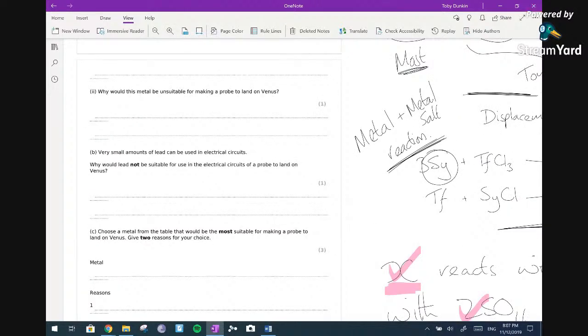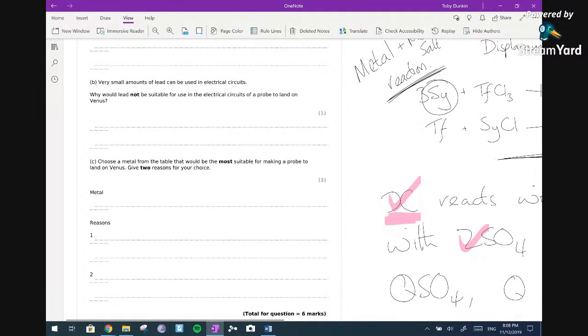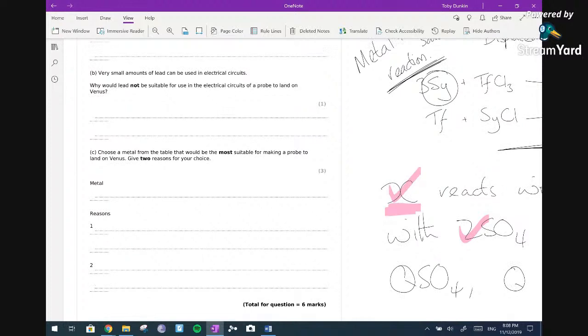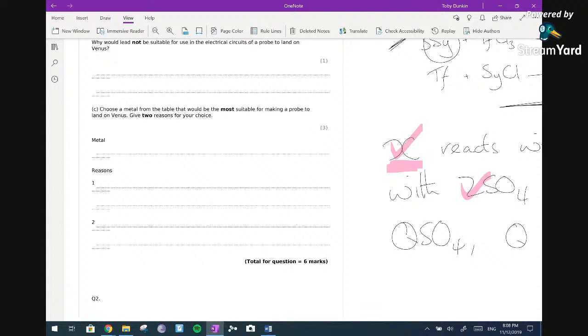Right. Very small amounts of lead can be used in electrical circuits. Why would lead not be suitable for use in electrical probes on Venus? Because it's going to melt. At that temperature, it's going to melt. Choose a metal from the table that would be most suitable for making a probe and give 2 reasons why.